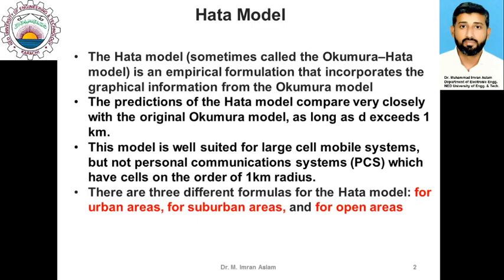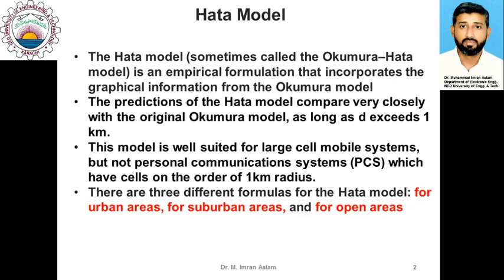An extension to the Okumura model was made by Hata, which is sometimes named the Okumura-Hata model. What Hata did was transform the information which was incorporated in the form of graphs in the Okumura model into empirical relationships. So instead of using those graphs, you can use empirical formulas, or mathematical formulas, which enable us to calculate the path loss for different types of environment.